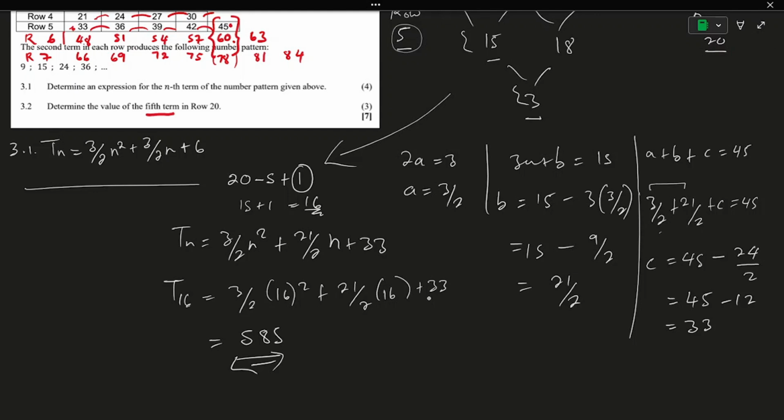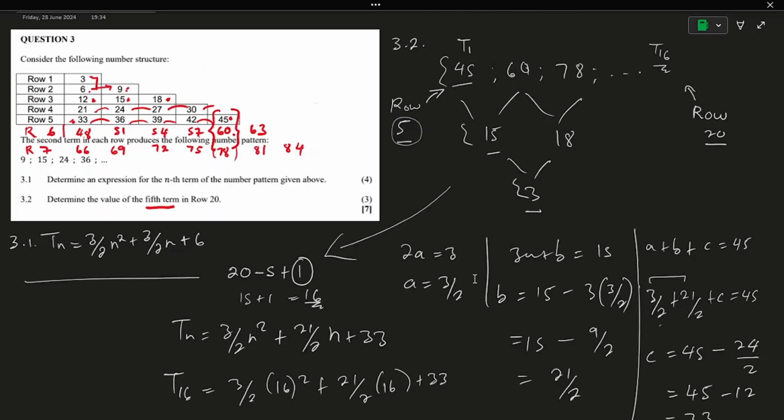Try to digest this because it is a bit conceptual. It is a bit confusing. But if you don't understand, please shout out in the comments and I'll try to come up with another way to explain. So this is the end of the third question.